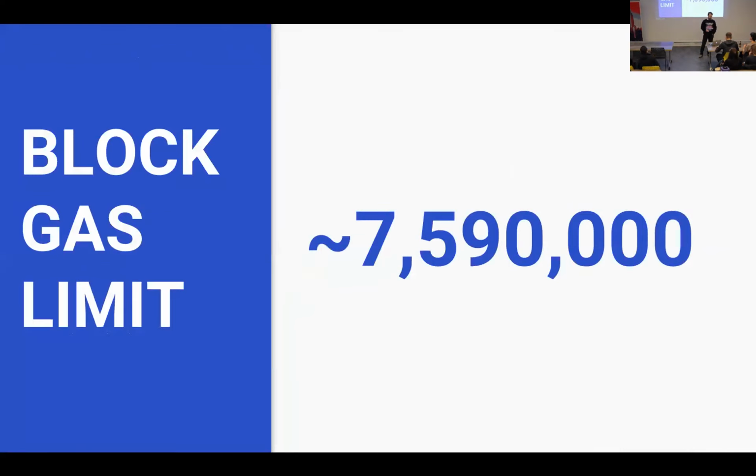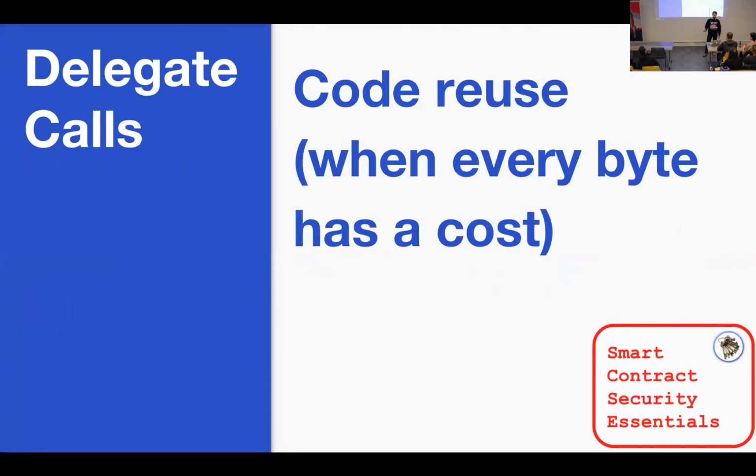Gas. And then an important concept is that each block, so it's a blockchain, roughly every 13, 15 seconds in Ethereum we have a new block, but there's a maximum amount of computation you can do in a block, and that's about 7.5 million gas.